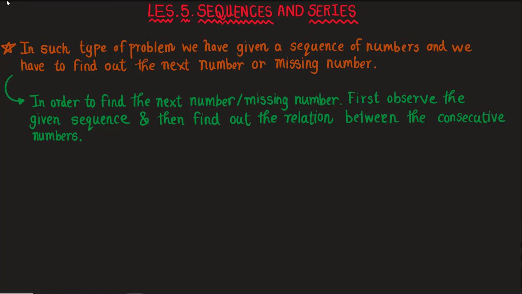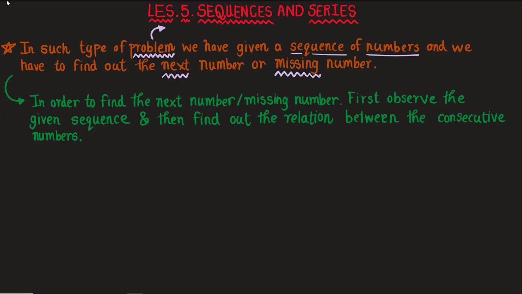The first thing that is important in such type of problem: the problems are related to the lesson, that is sequence and series. In that question, they will give a sequence or a series of numbers, and we have to find out the next number or missing number. The missing number would be given with an underline or question mark in the question.